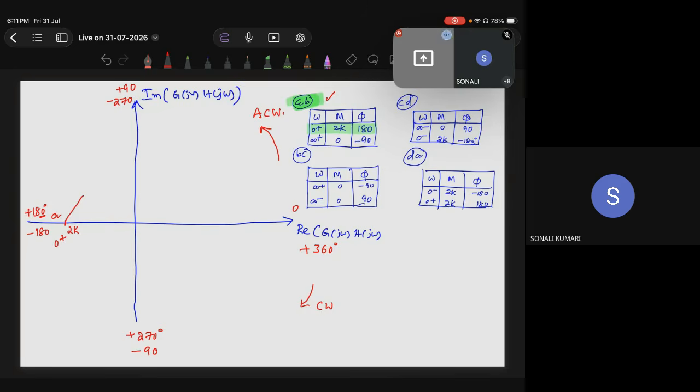Next, what is B? The B is this. Infinity plus. What is the value there? Infinity plus. And what is the angle?